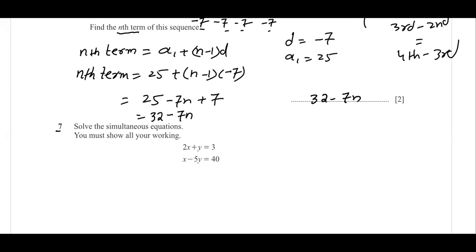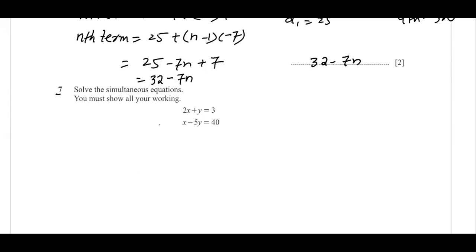Now question number 7, very easy question. You have to solve the simultaneous equations, and you must show all the working. Now what we need to do, when we have simultaneous equations, is try to make the coefficient of one of the variables equal. Like here, I can make the coefficient equal for either x or y. I am going to make it equal for y.